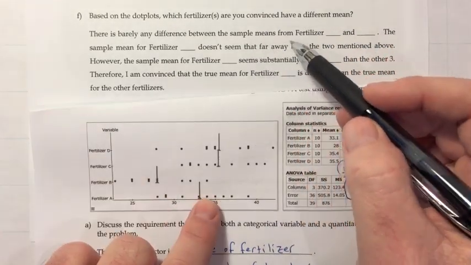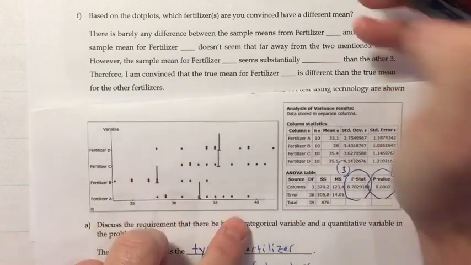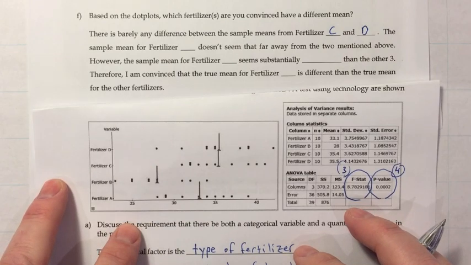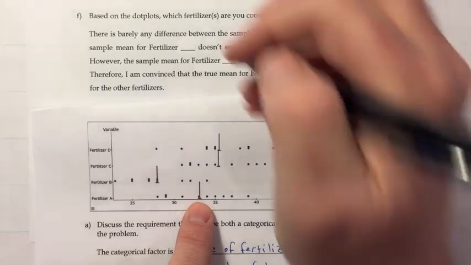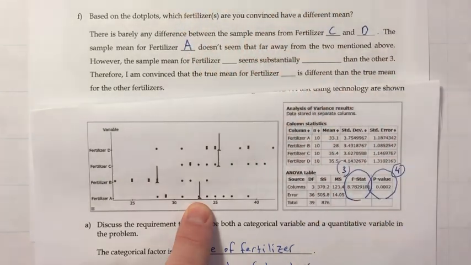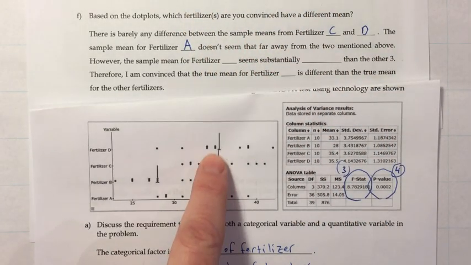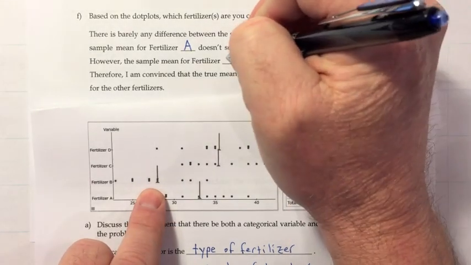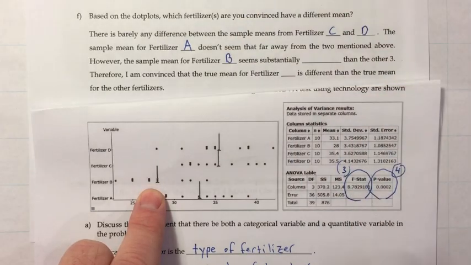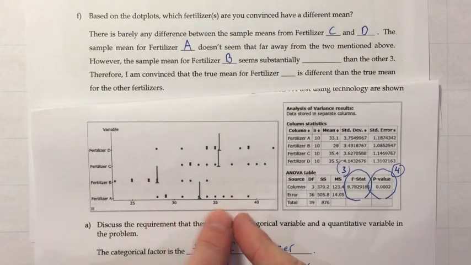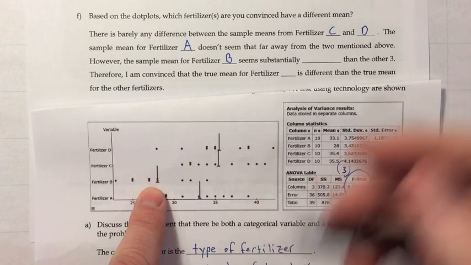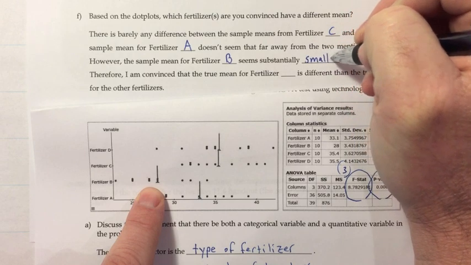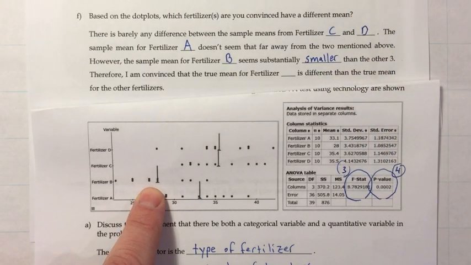So there's barely any difference between the sample means for these two. So that was fertilizer C and D. The sample mean for one of them doesn't seem that far away. That would be this one. So the sample mean for fertilizer A doesn't seem that far away from the two mentioned above, C and D. However, the sample mean for this one, fertilizer B, seems substantially, let's see, it's a lot less tomatoes there. Like this is the number of tomatoes, it's a lot smaller. So substantially smaller, or lower, you could use that word also, than the other three means.